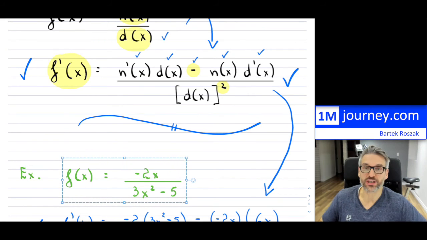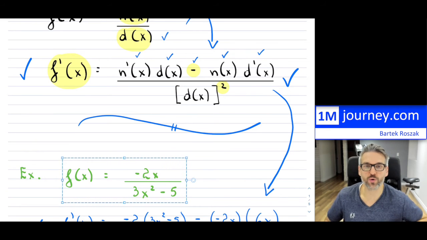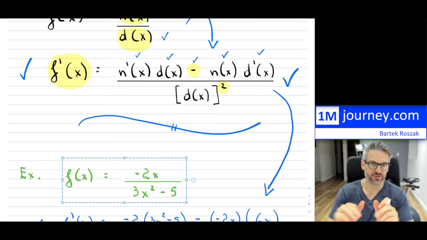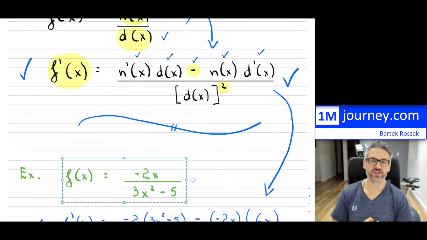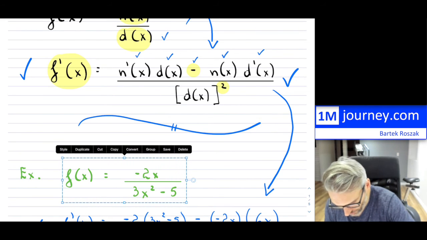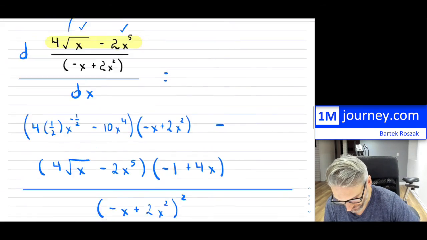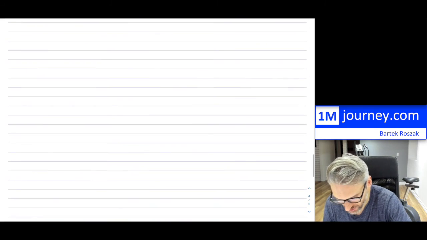So if your teachers ask you to do a quotient rule and find the derivative by the quotient rule, then yes, you have to do this. But if they just say, find the derivative, and they don't tell you what to use, then in those instances, you don't have to use the quotient rule throughout. You can use anything that you like.